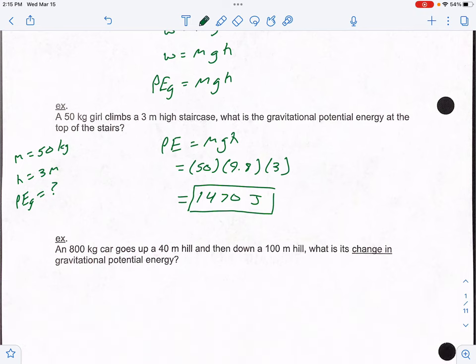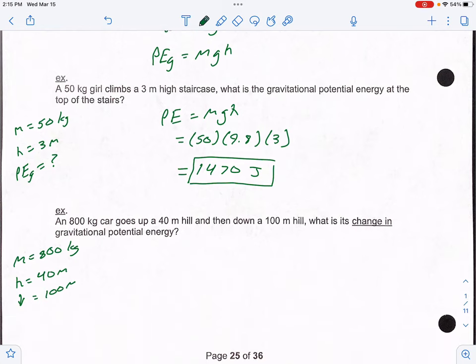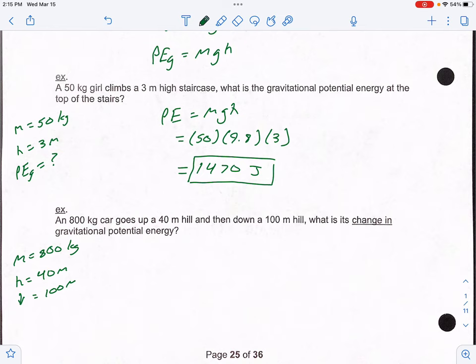Example 2: an 800 kilogram car, so mass is 800 kilograms, goes up a 40-meter high hill, so my height is 40 meters, then down a 100-meter hill. We're actually going to go down 100, so it will help if we draw this out, because then you have two different heights going on. I want to know the change in potential energy, so that's what we're looking for: PE.